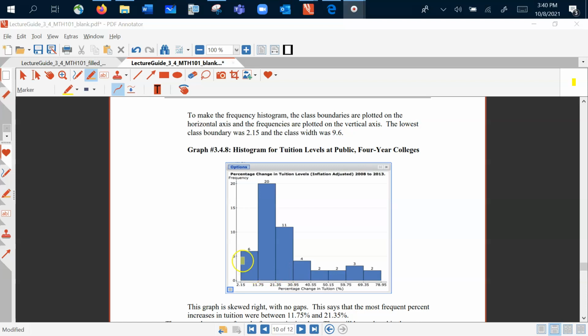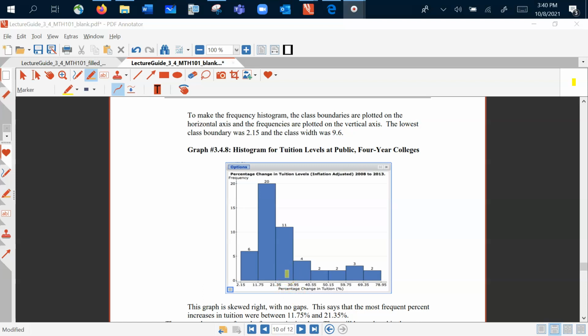So if you look at this, again here, the most frequently occurring tuition increase was between 11.75% and 21.35%. And here it looks like 20 institutions fell into that class. The second most frequent class was between 21.35% to 30.95% increase in tuition.